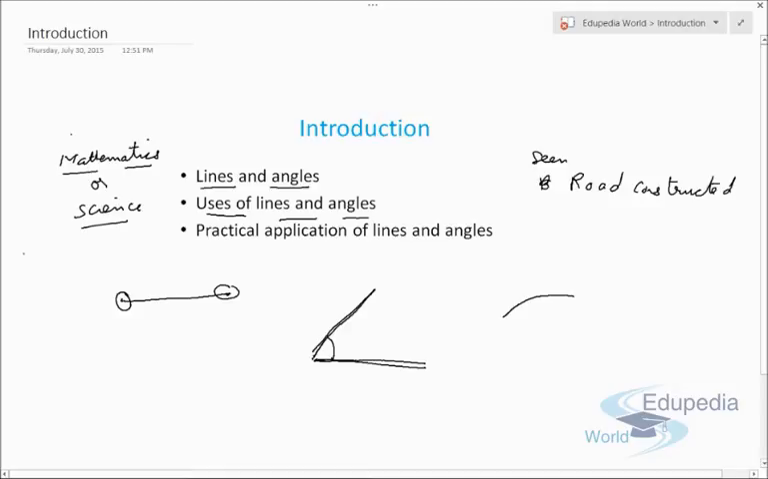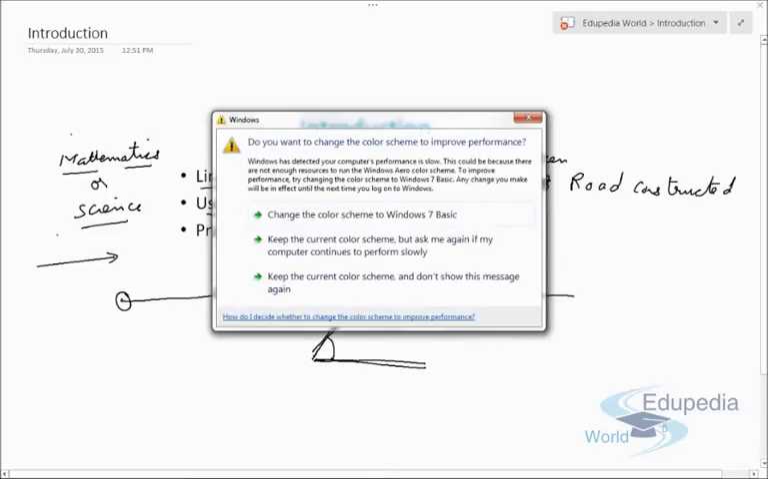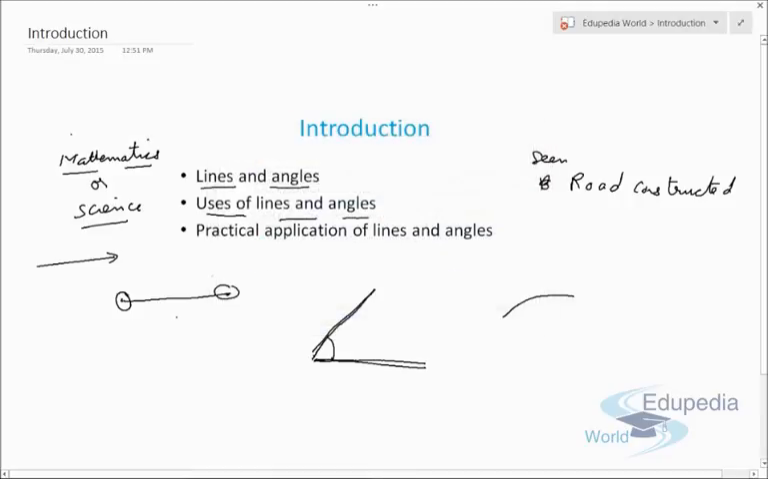Or let's take another example from science. You have studied in physics that a ray of light travels in a straight line. So the concept of lines and angles is also used in the concept of light in physics, that a ray of light travels in a straight path. So actually they use this concept to build several technologies, like the solar system or everything. They use a lot of concepts to draw these examples.